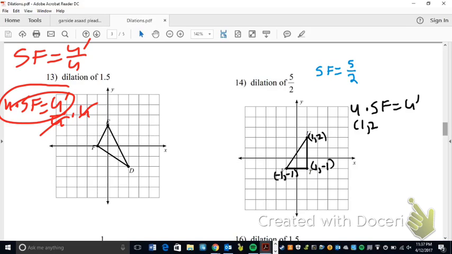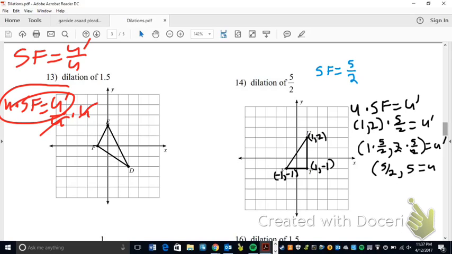So my u point is 1, 2. My scale factor is 5 halves, and that's going to equal u prime. Just did a little bit of substitution right there. So that's going to be 1 times 5 halves, 2 times 5 halves equals u prime. 1 times 5 halves is 5 halves, or 2.5. 2 times 5 halves, those 2's cancel out, so we get 5. So u prime is going to be at 5 halves, or 2.5, 5. So right there.